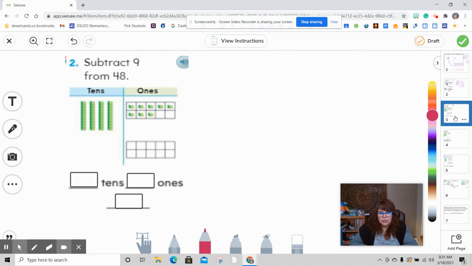Okay, let's look at the next one. Okay, it says subtract 9. That means take away 9. That's the academic language. Subtract 9 from 48. That means 48 is what I have. Okay, so I know that I'm going to circle 48.